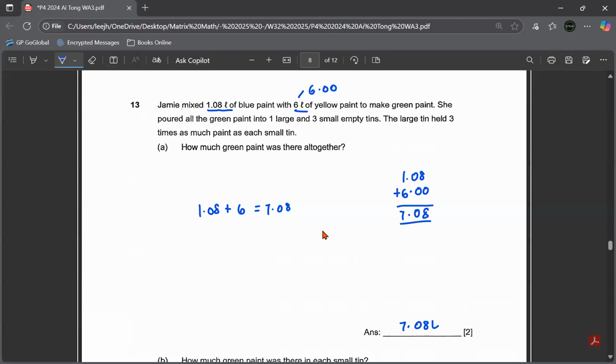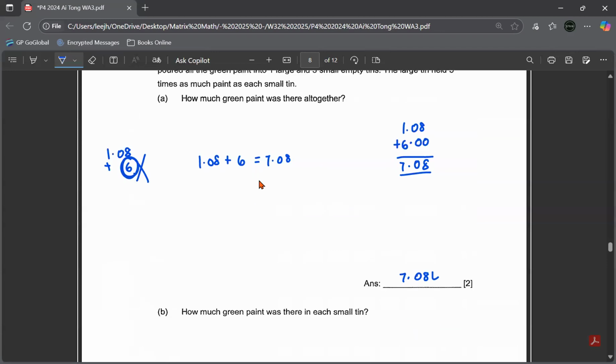Okay. So for me to write this 1.08 plus 6, wrong. This is 6 ones, not 610 or 600. Okay. So remember, do it very clearly. Okay, so A is 7.08.